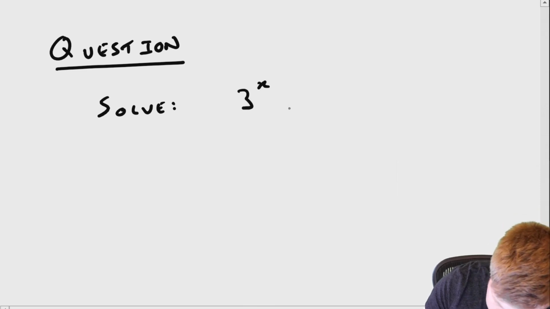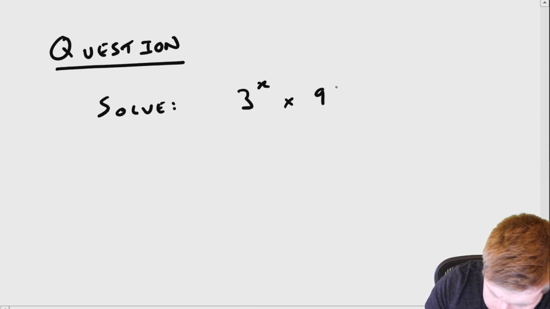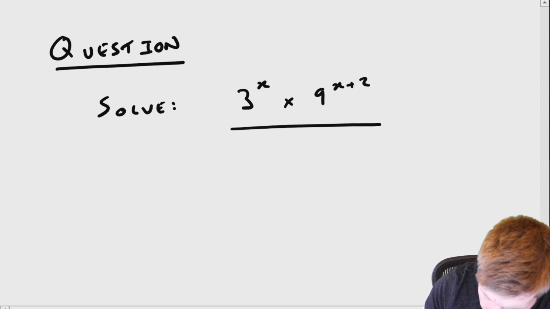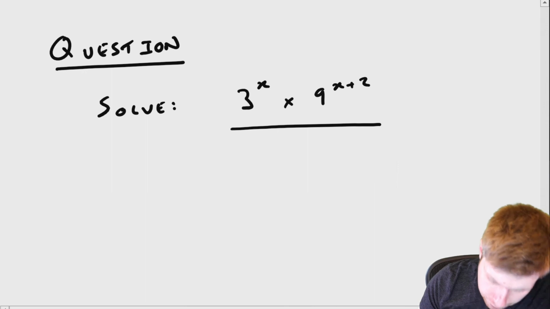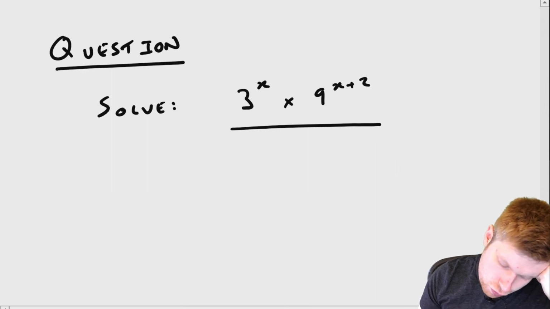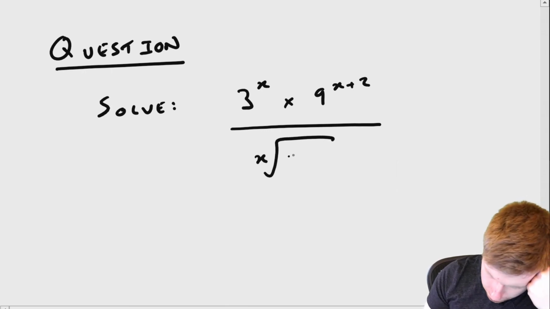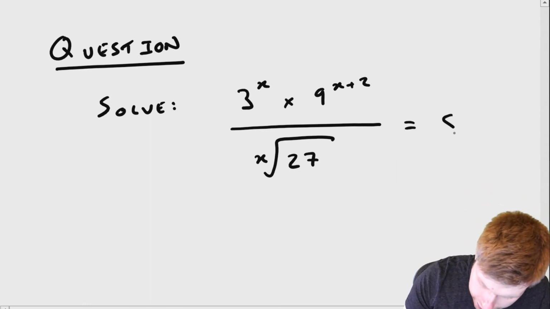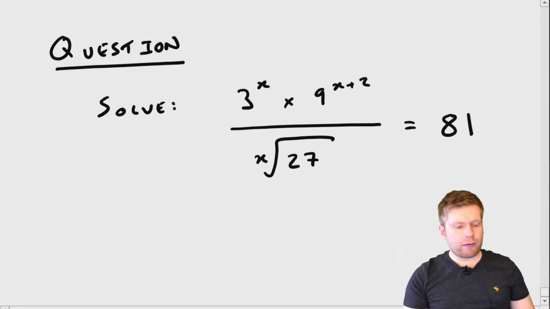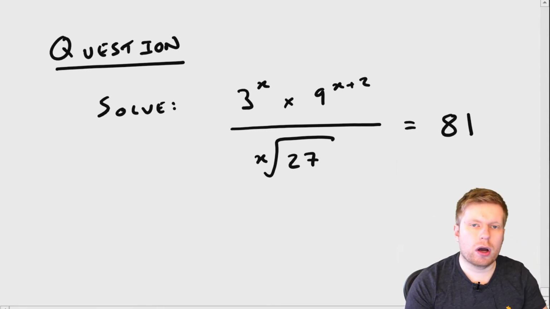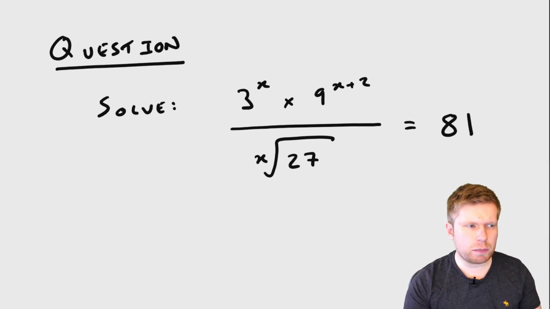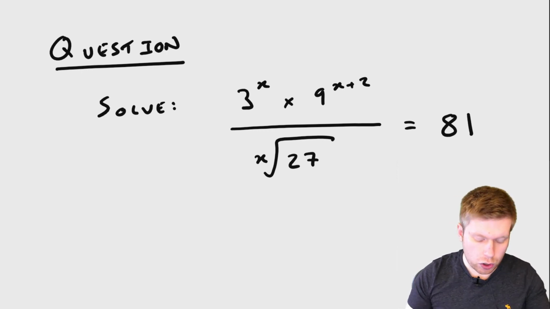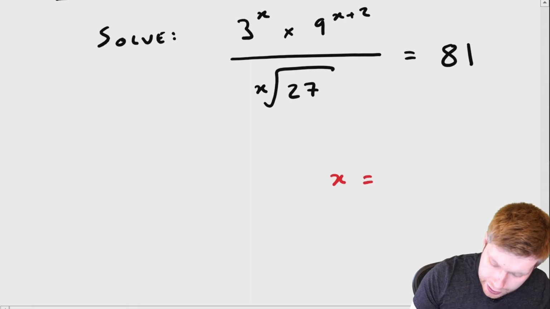So 3 to the power of x multiplied by 9 to the power of x plus 2, all divided by the xth root of 27, equals 81. Can you have a go at solving this for homework? It's basically just using your laws of indices, which we've just gone through. A little bit more involved, but effectively, just a hint, you want to end up with x equals.